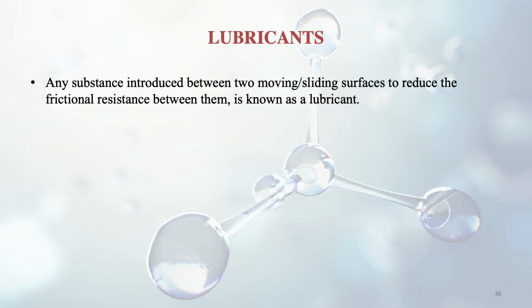So when we want to reduce friction, we have seen that we use lubricants, and also let's discuss the lubricants in detail. Any substance which is introduced between two moving or sliding surfaces to reduce the frictional resistance between them is known as a lubricant. So whatever we are introducing between the two surfaces moving relatively to each other, that is a lubricant, and we want to prevent the friction. That is, the relative motion should not get hindered.